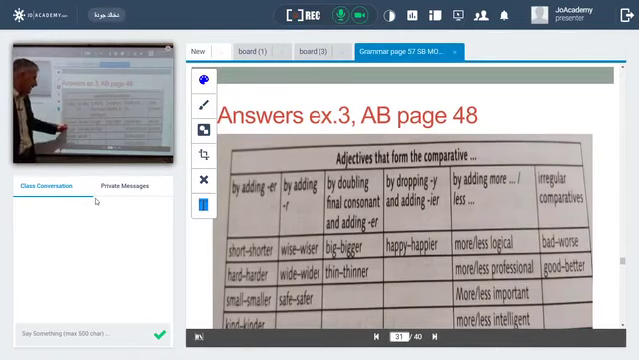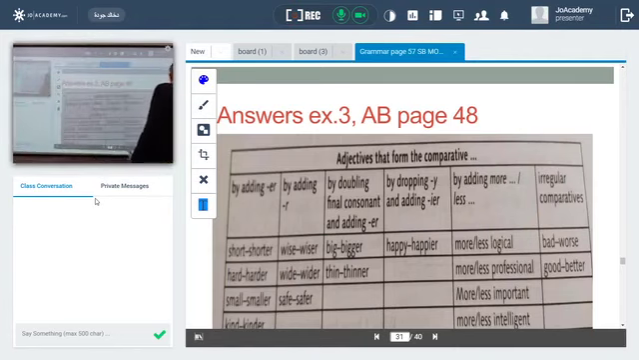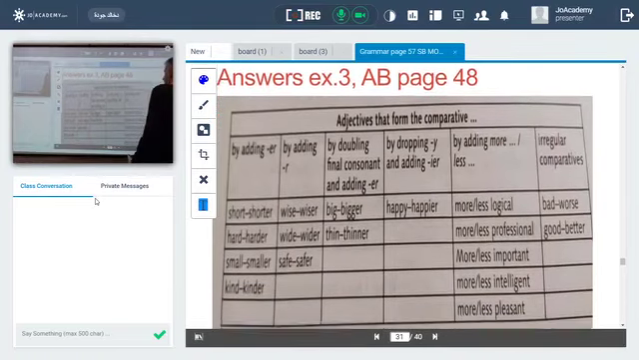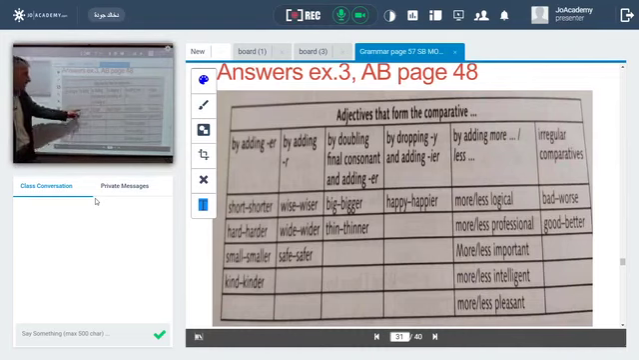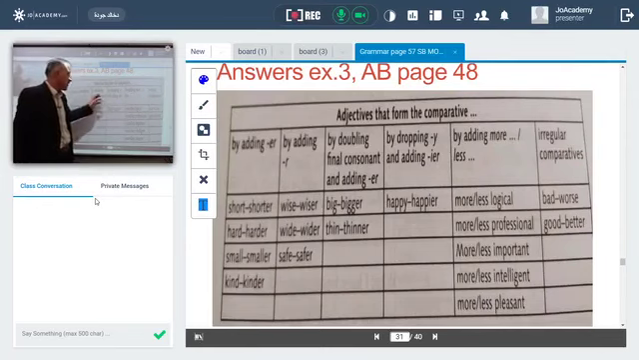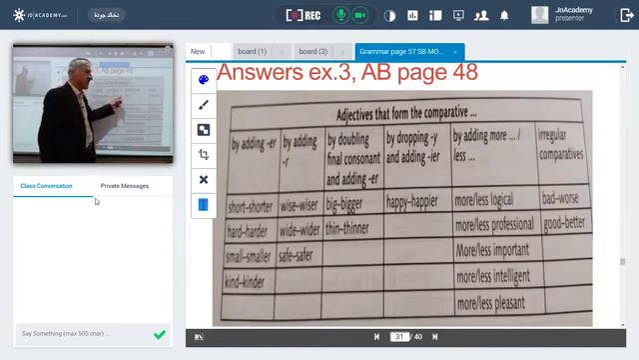By adding ER: short, shorter, hard, harder, small, smaller, kind, kinder. By adding only R, we have wise, wiser, wide, wider, and safe, safer. By doubling the final consonant and adding ER: big, bigger, thin, thinner. By dropping Y and adding IER to the end of the adjective, we have happy, happier.